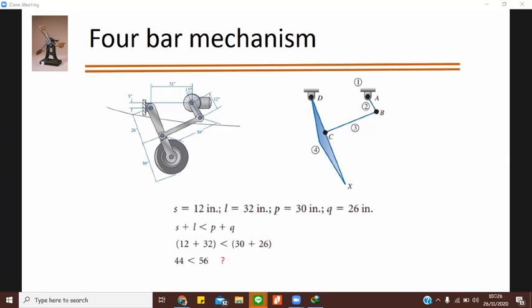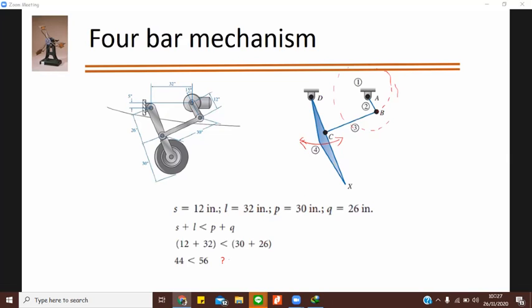Is it crank rocker, double crank, or double rocker? I think it's double rocker, sir. No, it's not a double rocker. It's a crank rocker because here you will have full rotation. So this is your crank, okay, and this is your rocker, which will move in oscillatory motion.